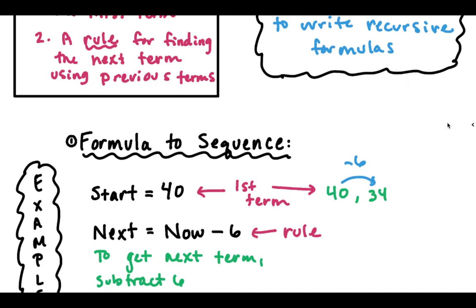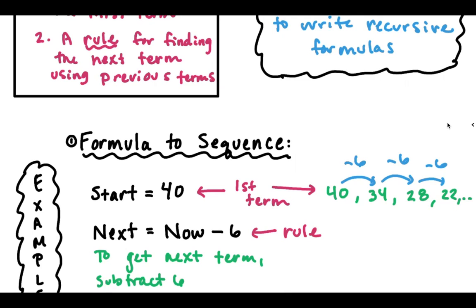Then the rule says again, to get the next term, subtract 6. So my next term is going to be 34 minus 6, which is 28. Subtract 6 again, I get 22, and so on. So each time we're subtracting 6. Okay, so we started with our formula, we got the sequence.